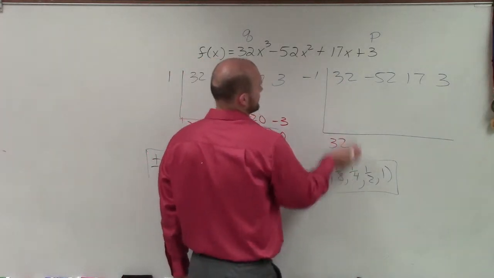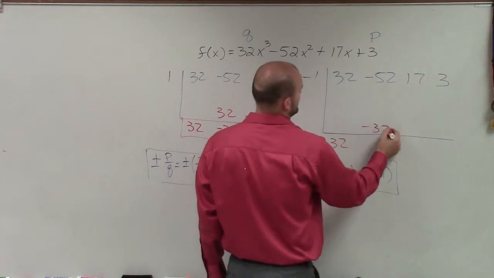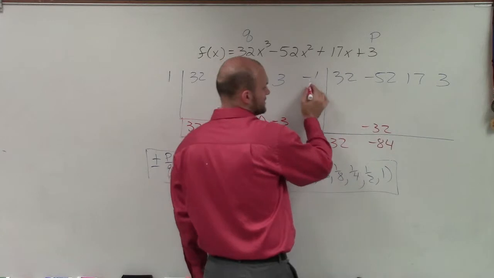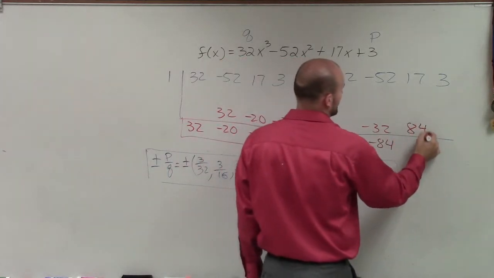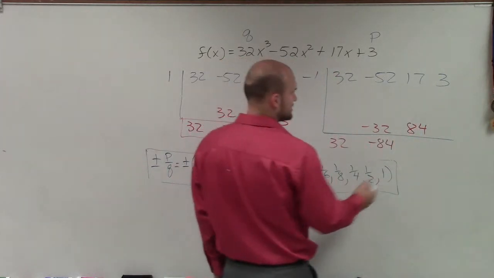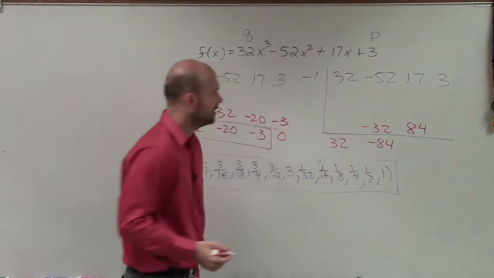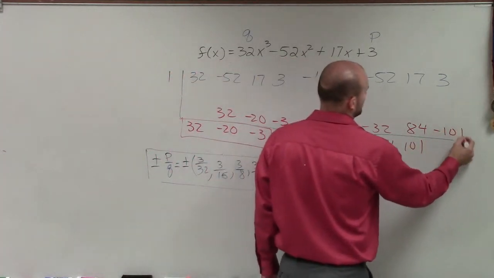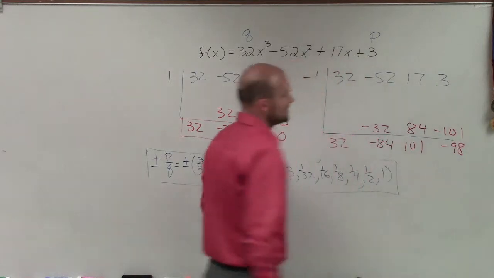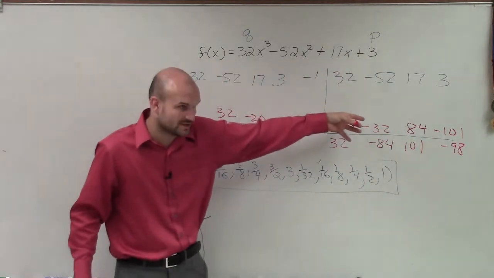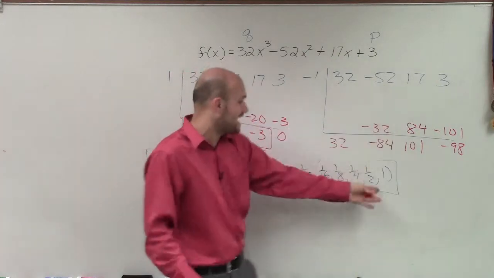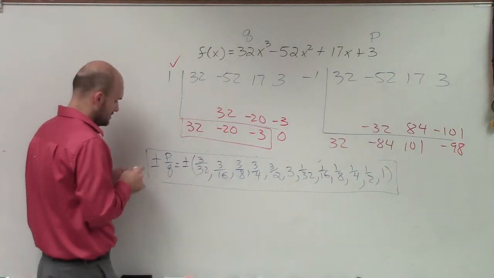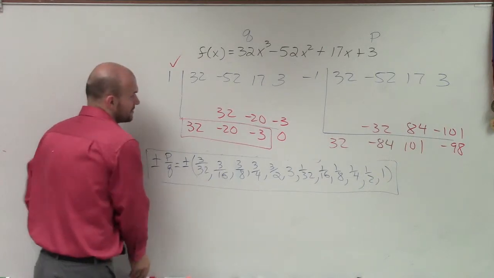Bring down 32. That becomes a negative 32. That becomes a negative 84. Negative 4 times positive, that becomes a positive 84. 91, that's a 101. Negative 101. Now that has a remainder, so therefore negative 1 is not a 0, right? Now you can keep on doing this for every single one of these, but we already found one that works, right?